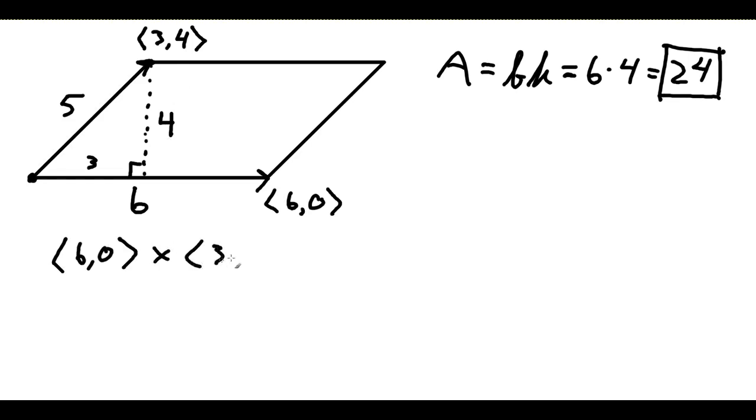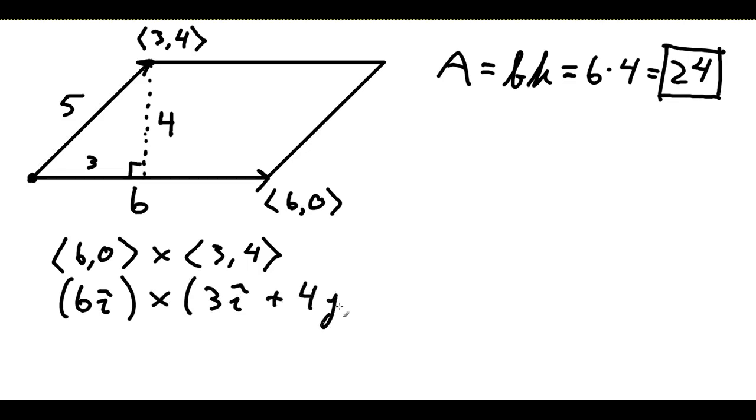crossed with 3, 4. However, the cross product is a 3-dimensional thing. The way I have written this, it does not directly work out. There is an interpretation of this that does, however. If we write this, for example, this 6, 0, another way of writing this is 6i, and 3, 4 is 3i plus 4j, so put an equals here.